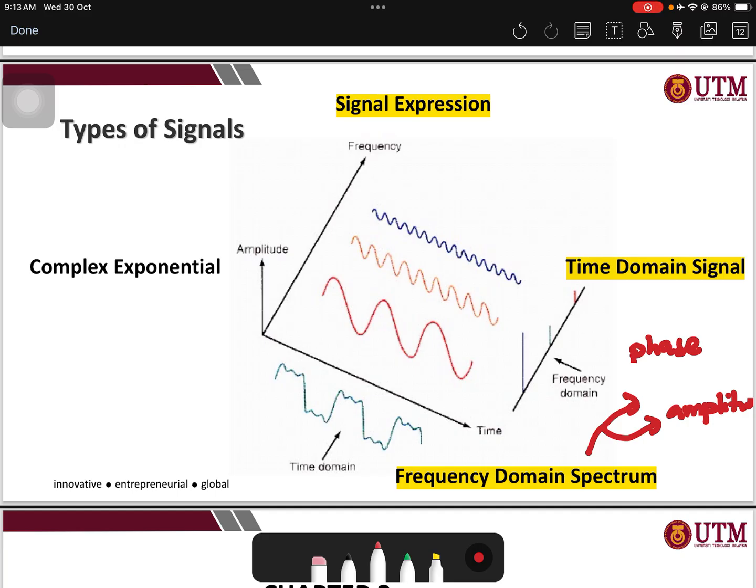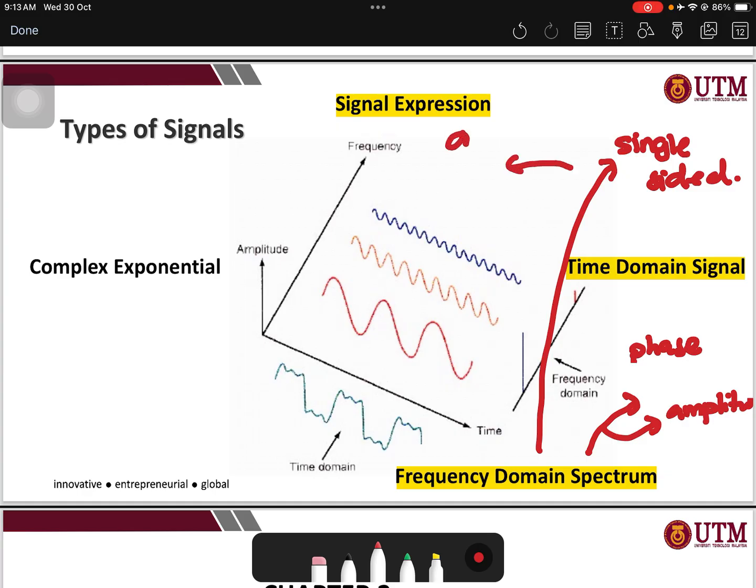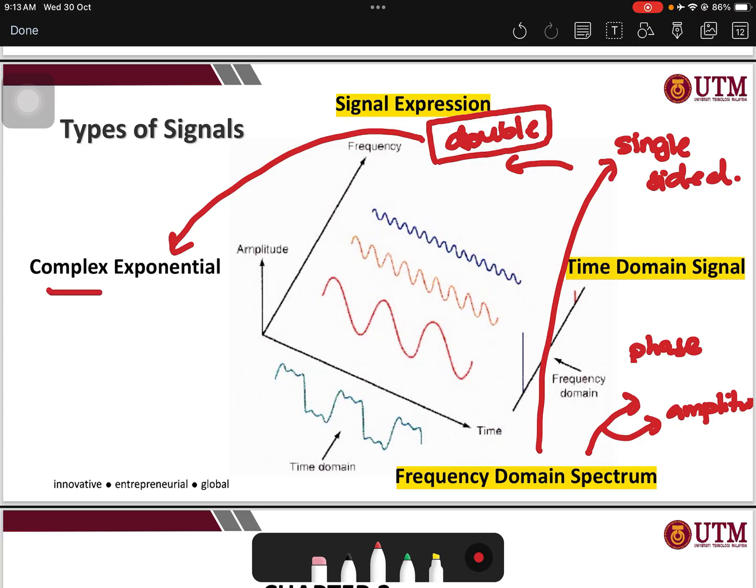And then from the frequency domain spectrum, you can draw the single-sided spectrum. And then from the single-sided spectrum we can also draw the double-sided spectrum. To draw the double-sided spectrum, you have to get the complex expression, because when you have the signal, you have to convert it in terms of the complex exponential so that you can draw the double-sided spectrum.